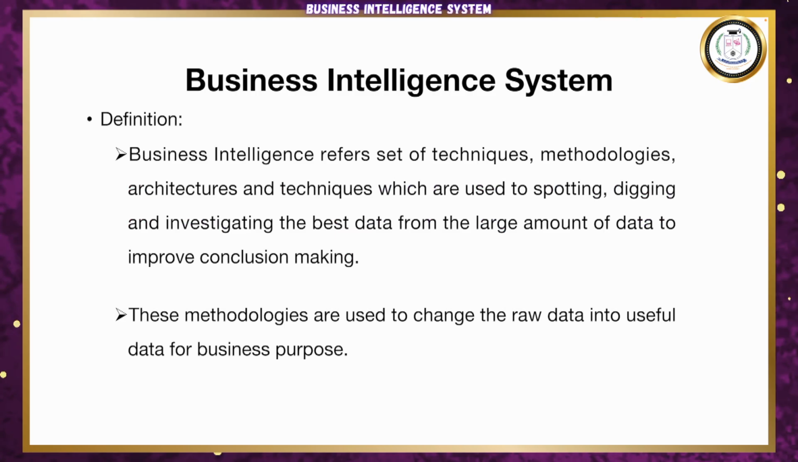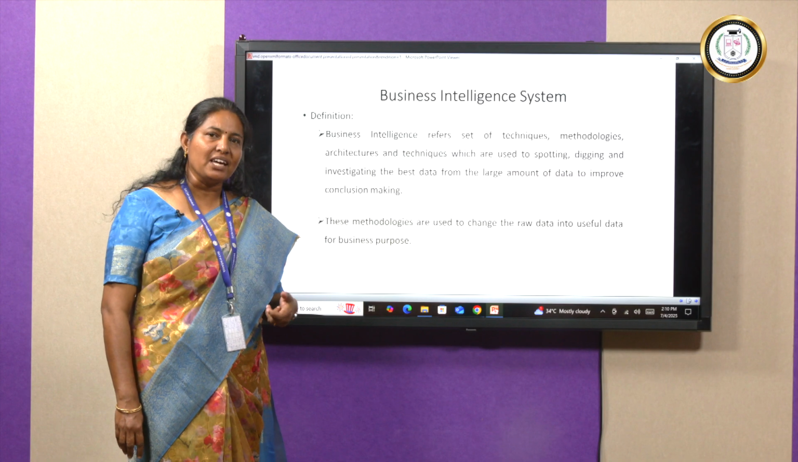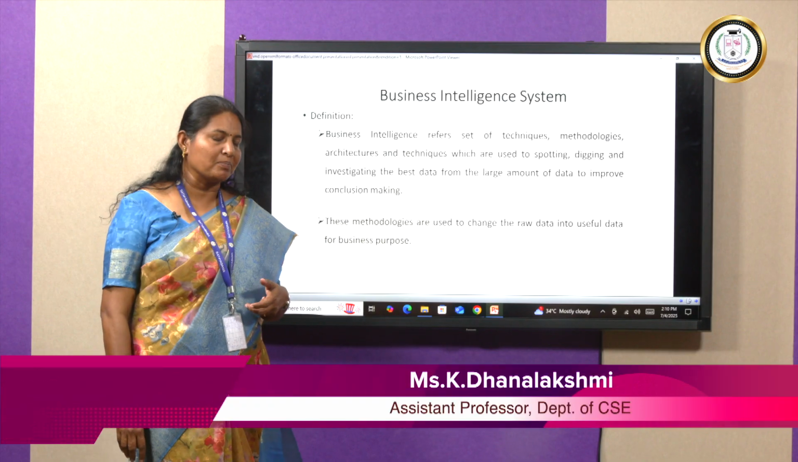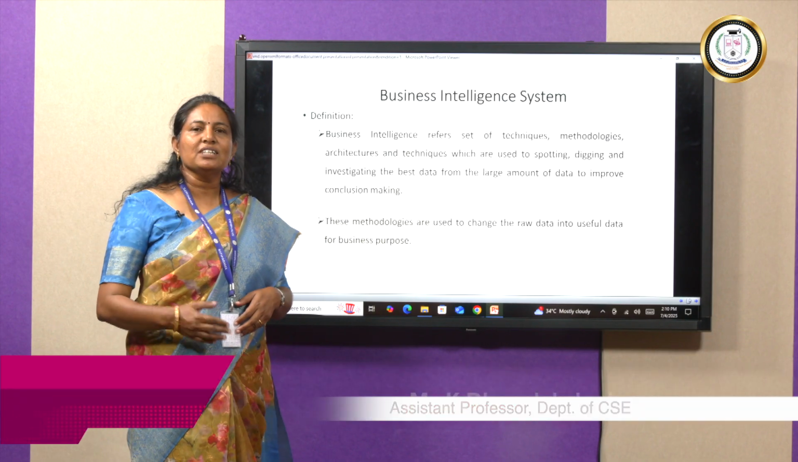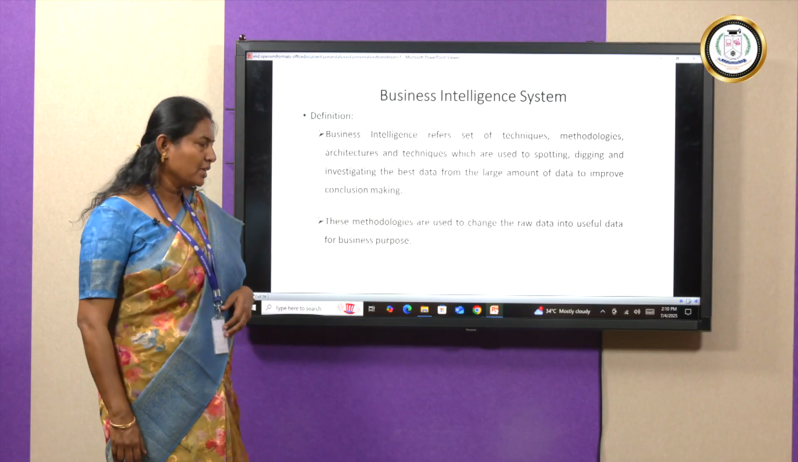Here, a business intelligence system is a technology, methodology, or architecture which is used to spot and decode information from various sources for business purposes. Simply, business intelligence is used to convert raw data into useful information.